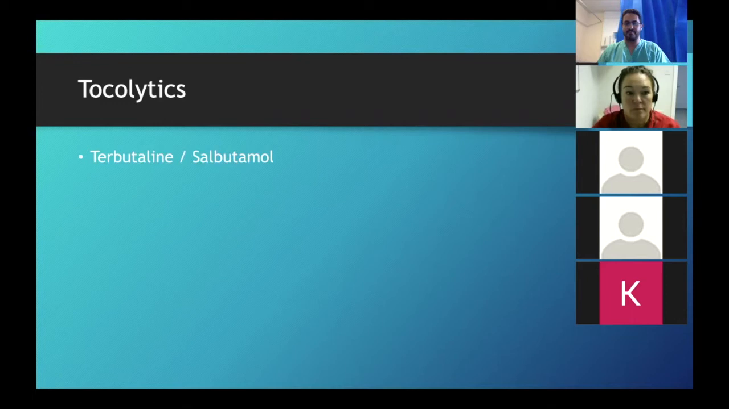It's a beta agonist, beta 2 agonist. Yes, that's very correct. And that relaxes the smooth muscles. It works on the uterus, and it works in a similar way in the lungs, and that's why we give it to people who have bronchial asthma. Okay. Any other tocolytics that we know of?